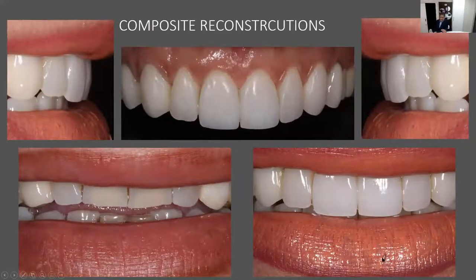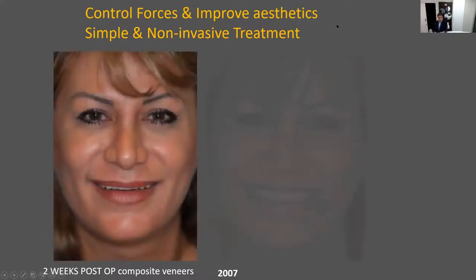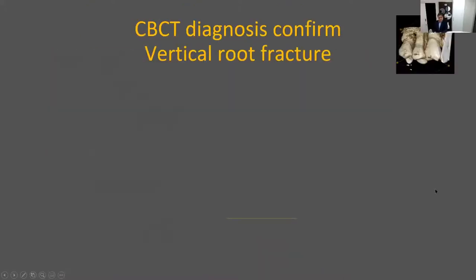Now, simple restoration, this is a composite restoration we did, and we teach all this in the college as well. But the most important is that you probably think this is some sort of bonded ceramic restoration. The answer is no. They are simple, composite, direct, bonded restorations. And we lengthened those teeth by almost 6 millimeters, okay? No issue, I've got good pain on support. So control forces and improve aesthetics. Simple, non-invasive treatment. This was 2007. Let's look further on.